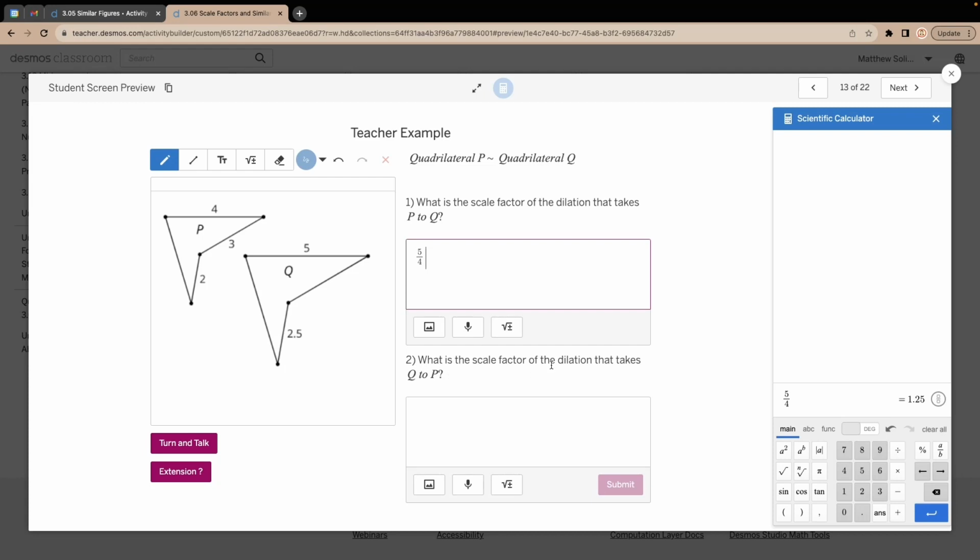All right, what is the scale factor that takes Q to P? If I went the other way, I'd be getting smaller. So I'd want the smaller number on top. So I could do 4 divided by 5. So it just depends which way you're going.